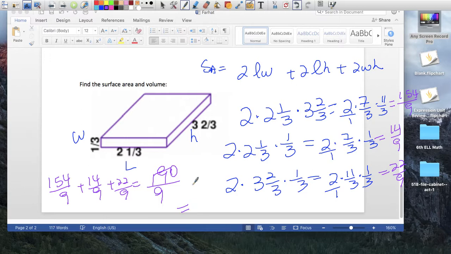Okay, so to change that to a mixed number, that's not that bad. It goes in 20 times. Let's see, no, 180 is 20, so 21 times. 9 goes into 190 21 times, which is 189, and then 1 left over 9. And the units is units squared.